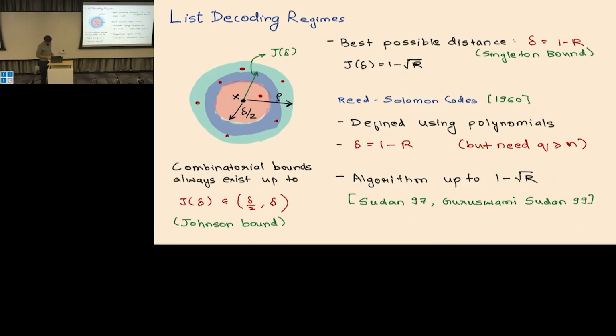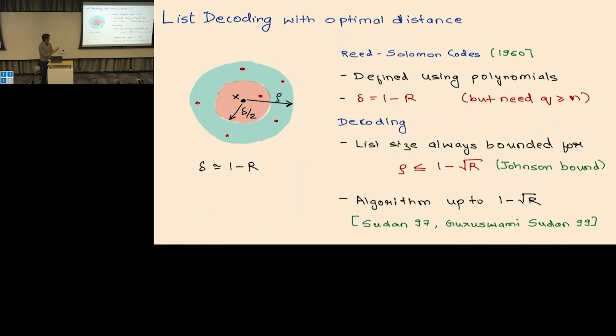And so, the Johnson bound is a nice threshold because up to there the combinatorial problem is always easy. We know the list size is bounded, but finding it is a whole other story. And these are celebrated works by Sudan and Guruswami-Sudan, which started this whole area of list decoding. I mean, this was defined before, but these were the first non-trivial algorithms, and they reached up to the Johnson bound for the Reed-Solomon codes.